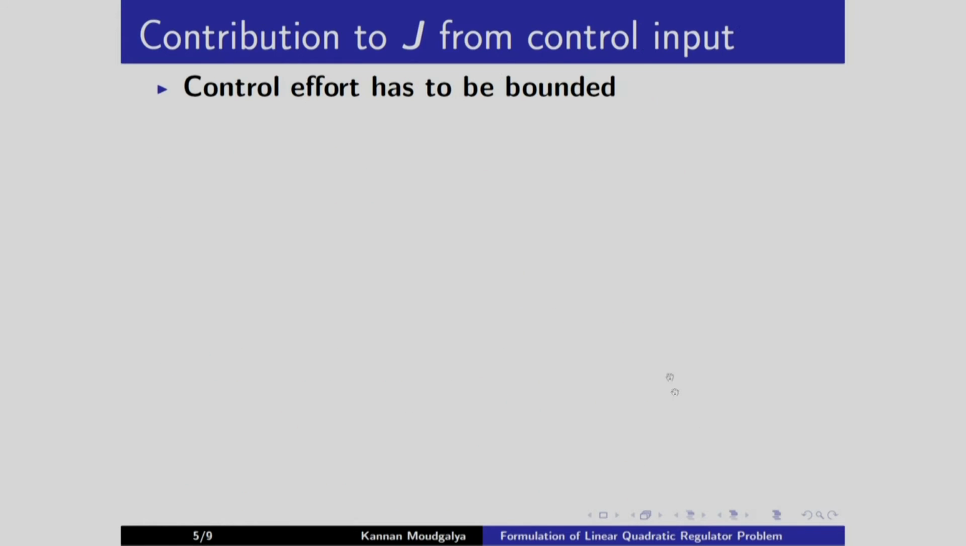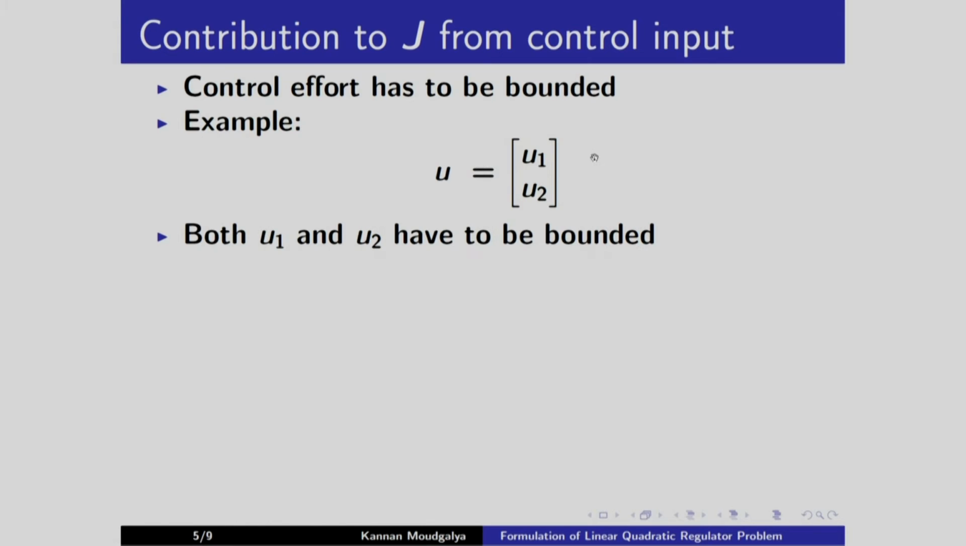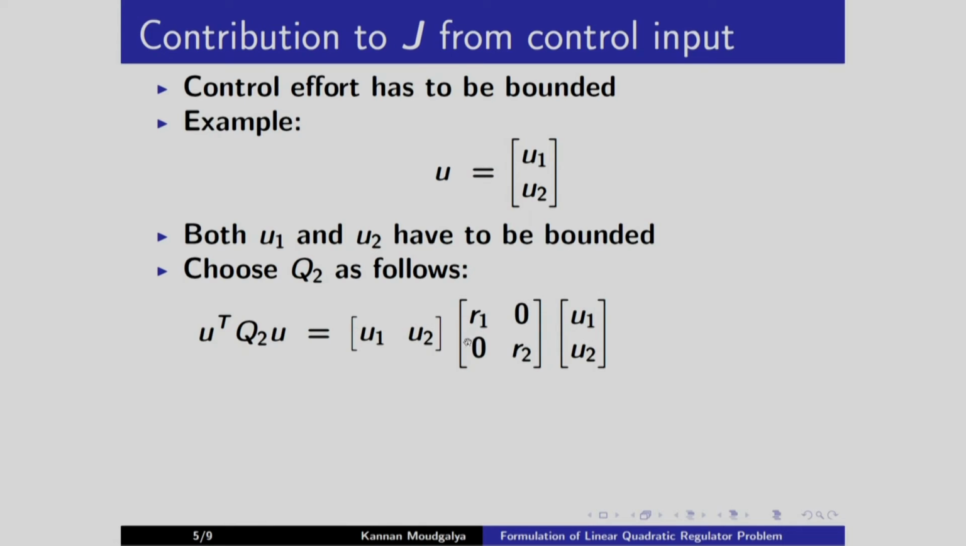Next we will consider the contribution from the control input to J. We want the control effort to be bounded. So we choose u equals u1, u2. It's important to notice, unlike in the case of x, we want both u1 and u2 to be bounded. We choose Q2 as follows. R1 and R2 are the entries in this Q2 matrix. So when I multiply this out, I will get R1 u1 squared plus R2 u2 squared.